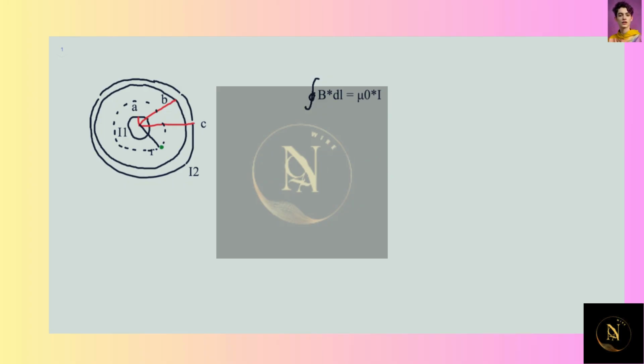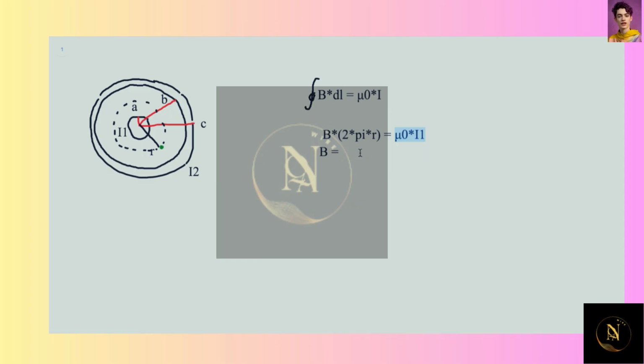We don't know B, that's what we're trying to find, but the dl, the circumference of this circle that we're drawing, is going to be 2 times pi times R, because R is now the radius of this circle. And that's going to be equal to mu naught times the current enclosed, which is just going to be I1. So we know everything here except for B, which is what we want to solve for anyway.